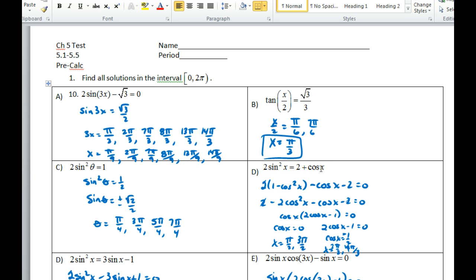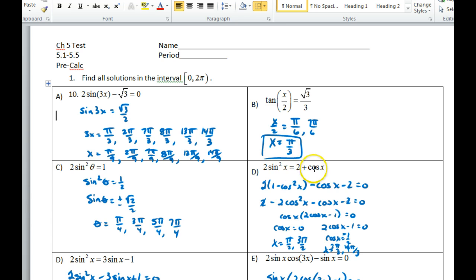This sets up kind of like one of those trinomials that you can factor. So I'm going to take this and try to get the trig functions all in the same trig value. I'm going to take the sine squared and turn it over to cosine squared because I already have the cosine here, and bring everything to one side. Once I simplify, then I can factor, and then I can work it out.